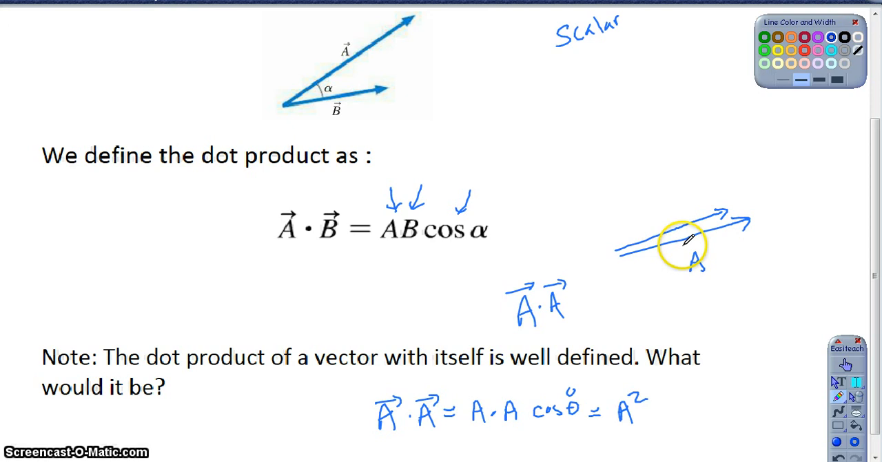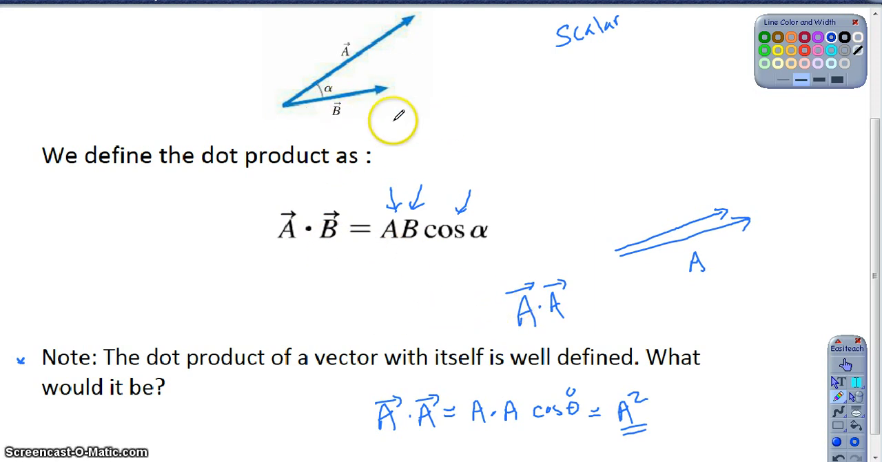Kind of makes sense, right? We're taking a vector and multiplying it by itself. Wouldn't we expect that to be A squared? Wouldn't we expect that to be the magnitude times itself? So that kind of makes sense, hopefully. But we'll look here in the next couple minutes at why this is relevant.